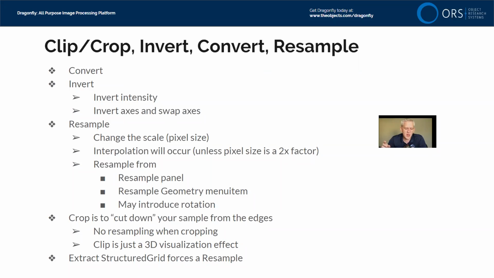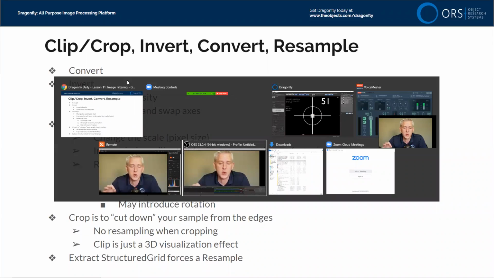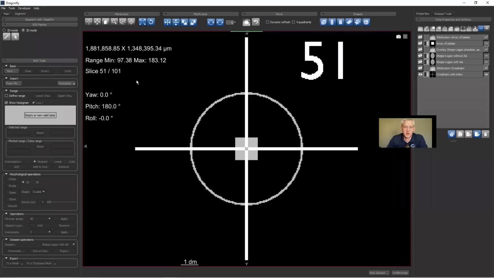And then I will try and enforce an idea that when you use extract structured grid, which feels like a crop operation, as we saw in Introduction to Shapes in, I believe, lesson 7, you'll see that that forces a resample, which can have consequences to how your data are mathematically interpreted or maybe even visually interpreted on a very, very small scale. So that's what we're going to cover today. So let's move over to Dragonfly and dive right in.